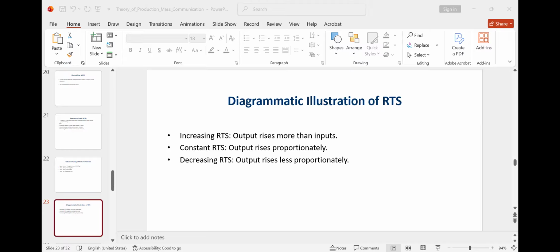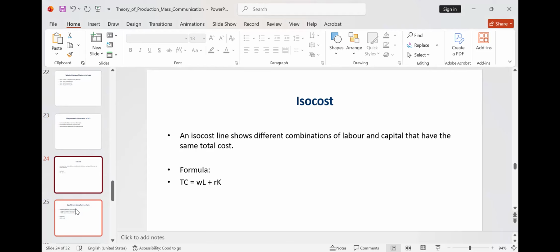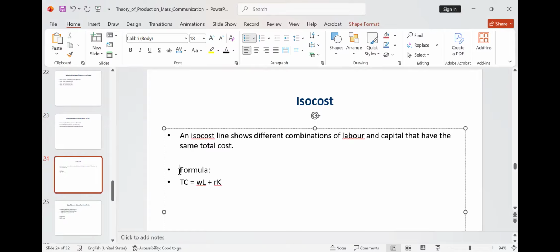So let's move on and look at another concept called isocost. The isocost line shows the different combinations of labor and capital that have the same total cost. And the formula is TC is equal to RW plus RK. This we will explain in the physical class with some small calculations along the line.